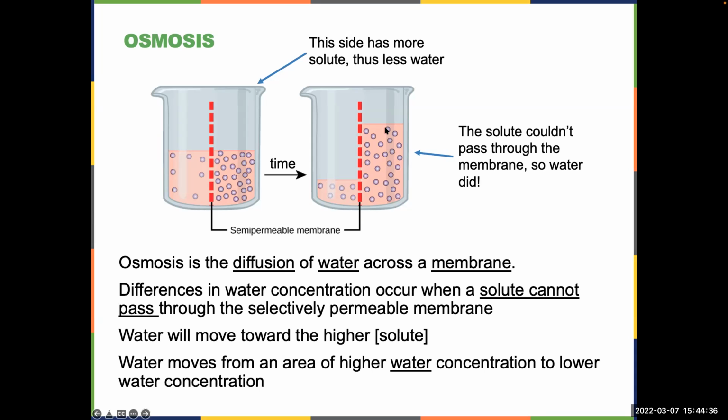Now that you have a bunch of water here, you have diluted down the concentration of solute to reach an equilibrium. Okay, so osmosis is the diffusion of water and only water across the membrane. Why does this happen? Because there's a difference in the concentration of solute, and the solute is not able to pass through the membrane, only water is. Okay, so water will move towards the higher solute when the solute cannot move. Okay, so water moves from an area of higher water to lower water.